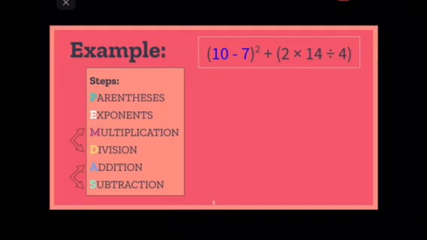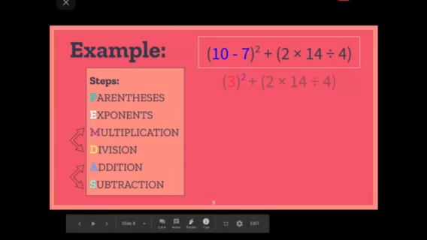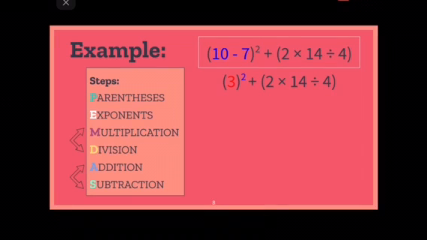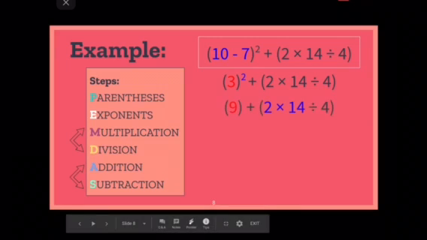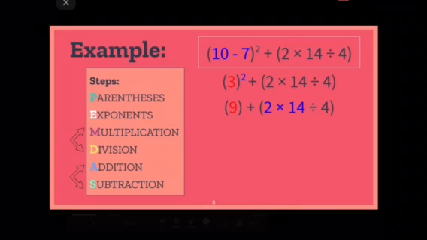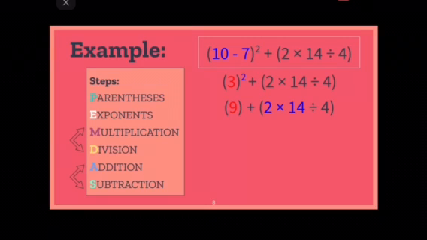So here we have our first problem. First, we will look for parentheses. We see that there are two pairs of parentheses, so we'll start with the first one. Inside we have 10 minus 7, which is 3. Next, we look for exponents, and we see that we have 3 to the power of 2, which is 9. Now that we're done simplifying that parenthesis, we'll go to the other pair.